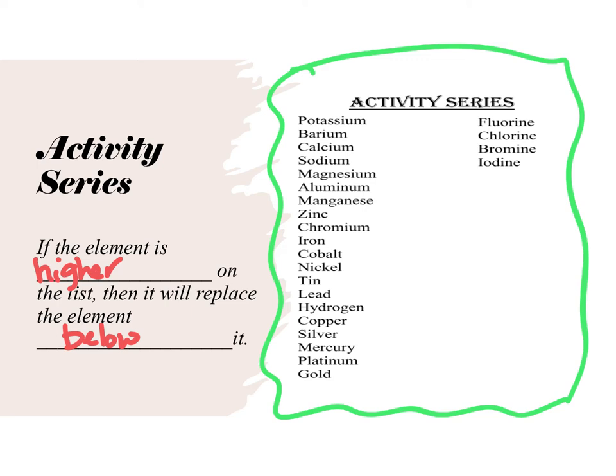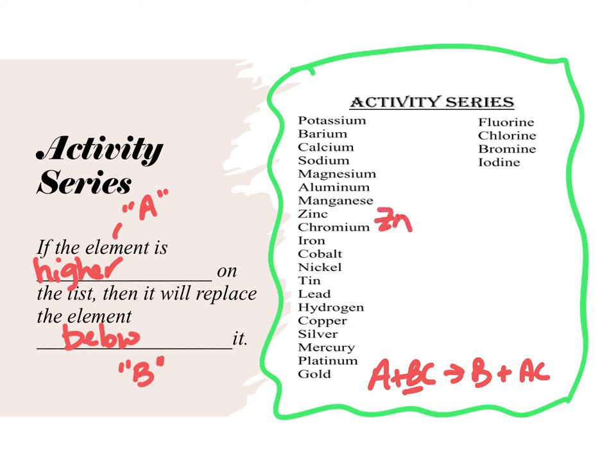So in this case, by element, remember our general formula is A plus BC gives us B plus AC. In this case, the element is A, and the one that we would be considering below, that would be the cation, and that's the B. So let's consider an example.